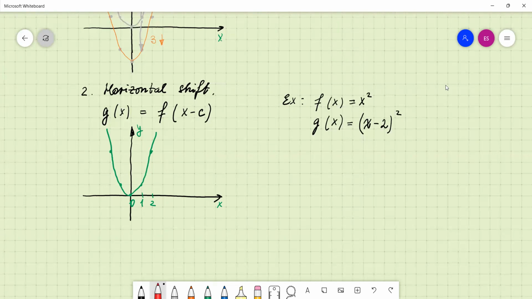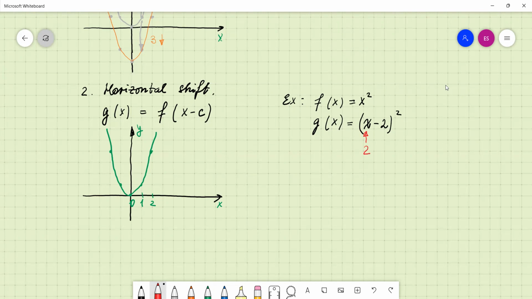Use a different color. Okay, imagine that we are looking at this point as 0, 0, right? Well, if I plug in 0 here into my new function, I'm going to get minus 2 squared, which is going to give me 4, right? If I plug in 0 here, I'm going to get over here 0. Which point will I need to plug in here to keep the value of y, to keep 0 over here? Well, the point I'll need to plug in is 2.